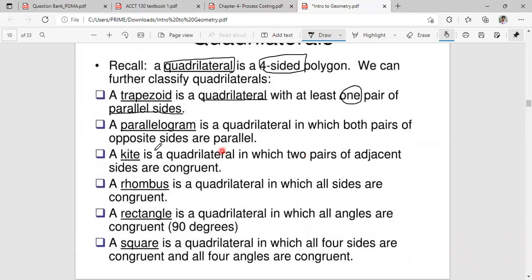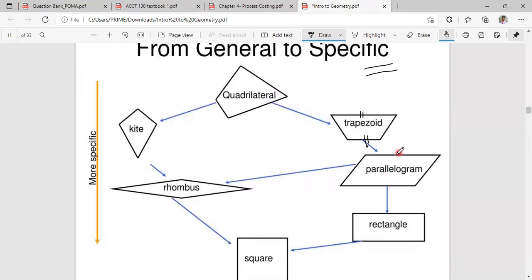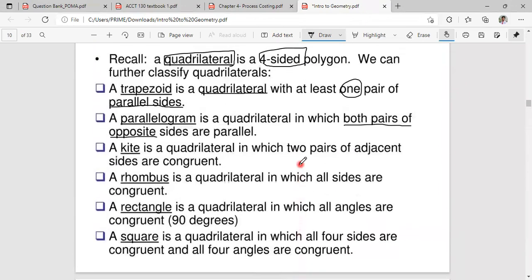Then we have a parallelogram. A parallelogram is a quadrilateral in which both pairs of opposite sides are parallel. Here you go, we have a parallelogram. You can see this opposite side and this opposite side over here. These sides are parallel, and this pair is also parallel.